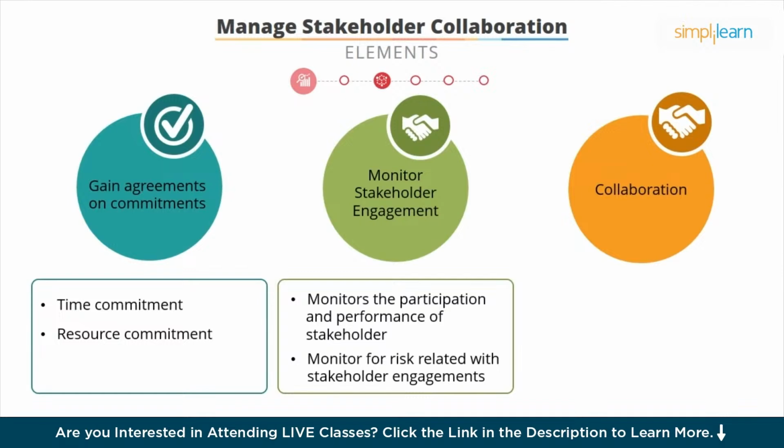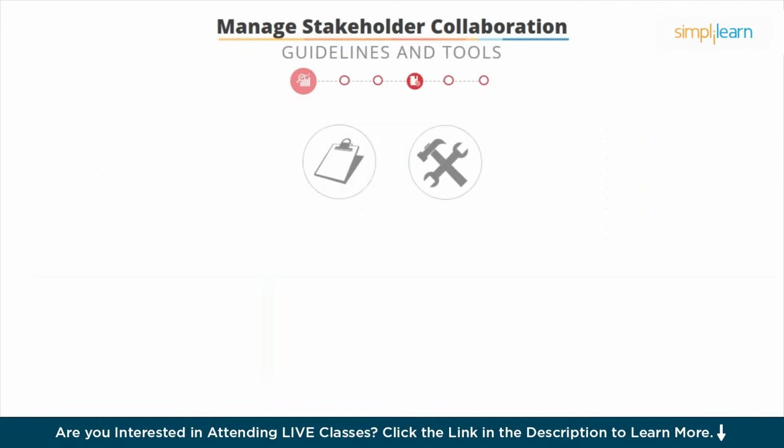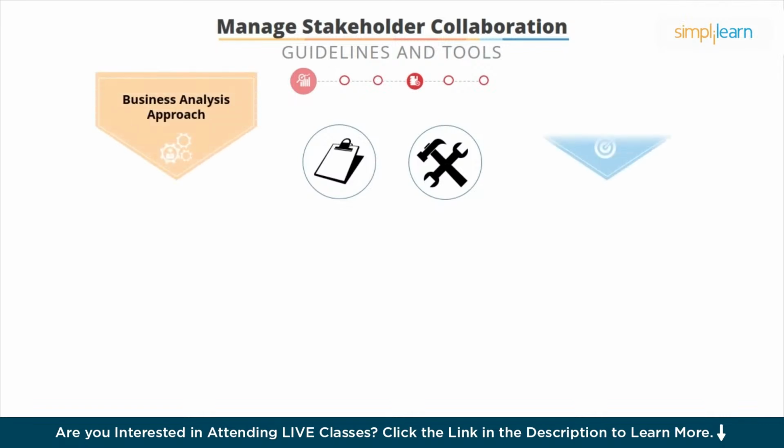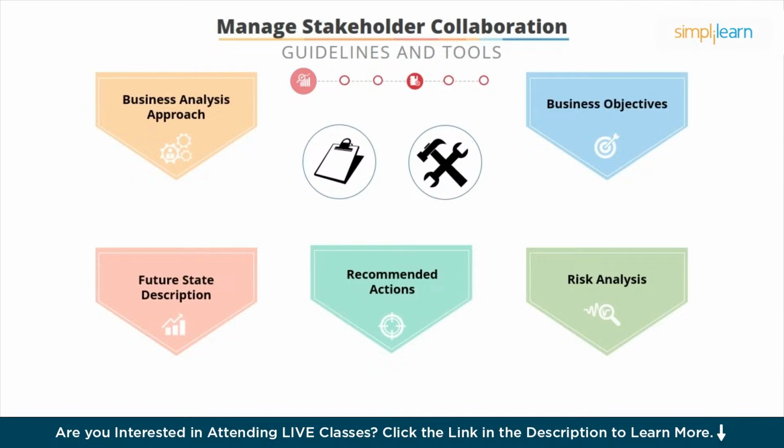Maintaining stakeholder engagement requires that their contributions are recognized and their opinions are valued. A collaborative relationship helps maintain the free flow of information and promotes shared effort to resolve problems and achieve the desired results. In addition to the inputs discussed, the business analysis approach, the business objectives, the future state description, the recommended actions, and the risk analysis results may be used in this task as guidelines.